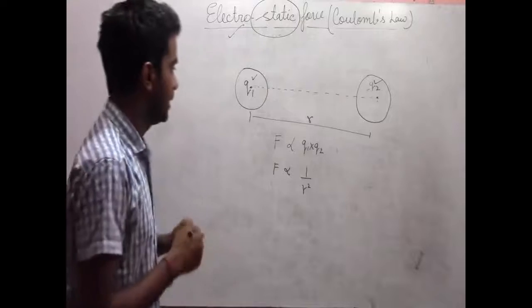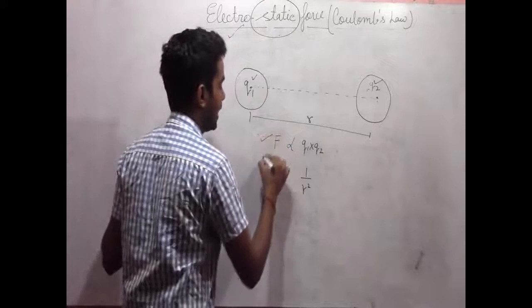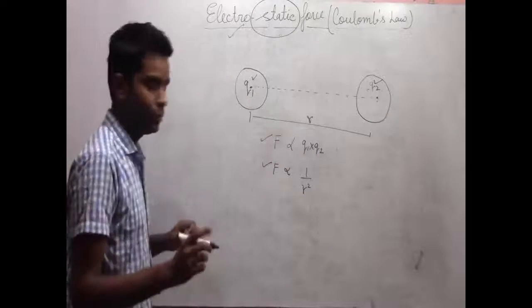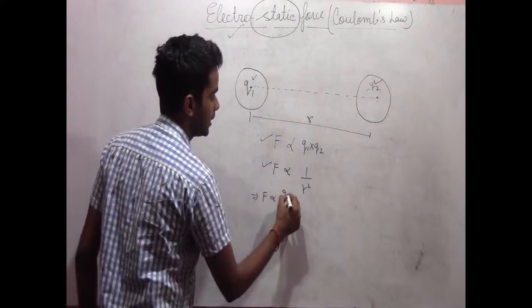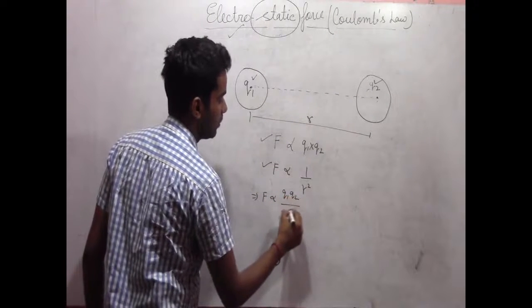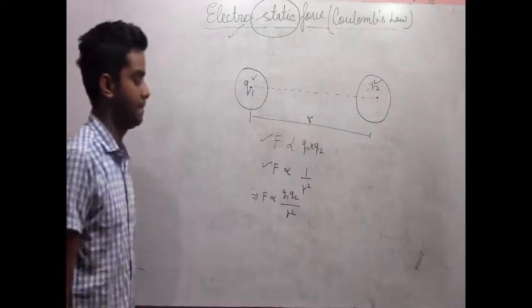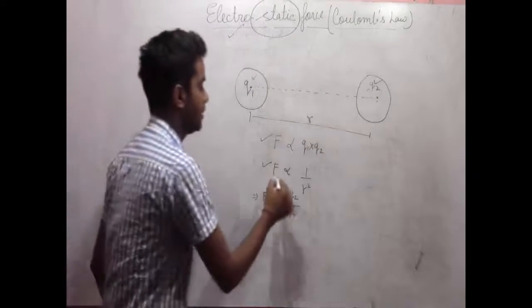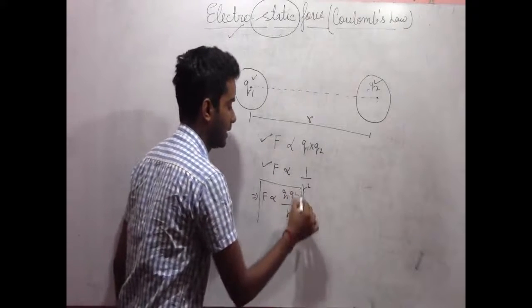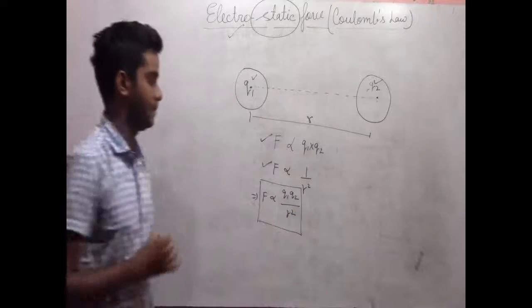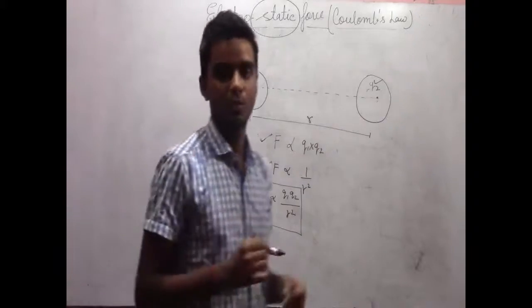Okay, now second thing, if I combine this and this one, then you may write it as F is directly proportional to Q1 Q2 upon R square. This is the combination form of this form and this form. You may write it like that. This is your Coulomb's law.